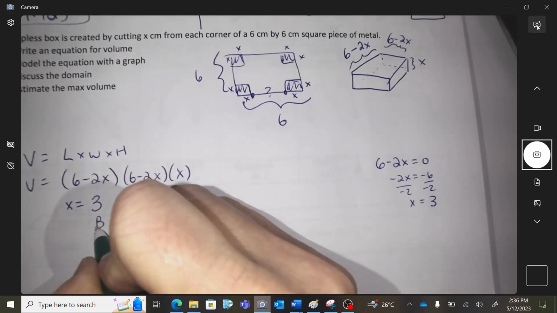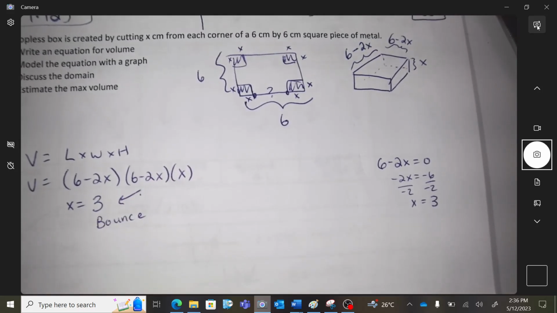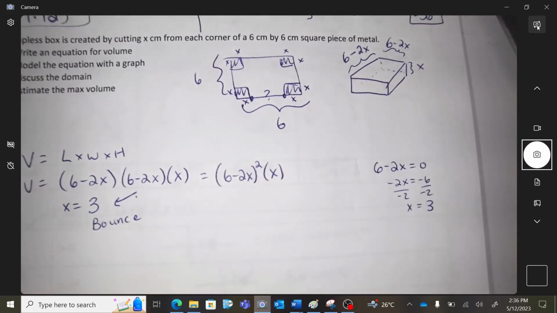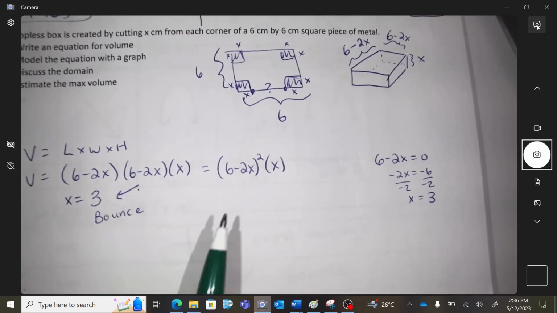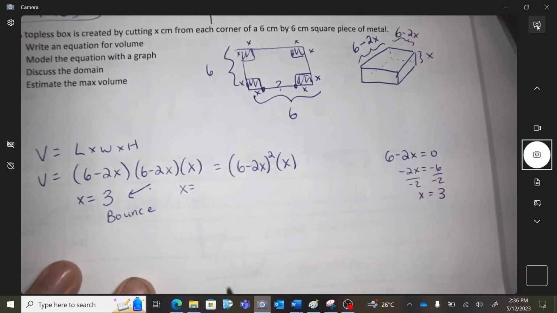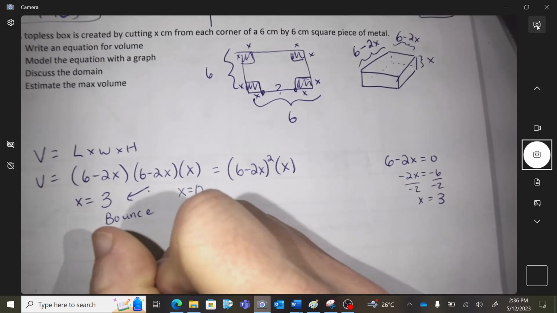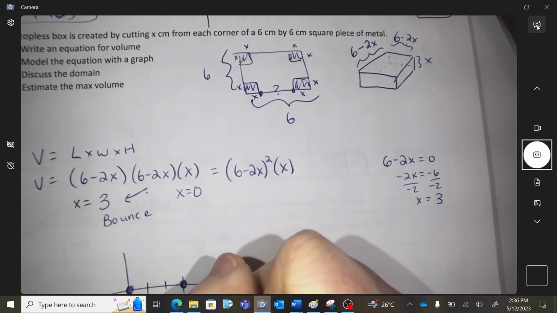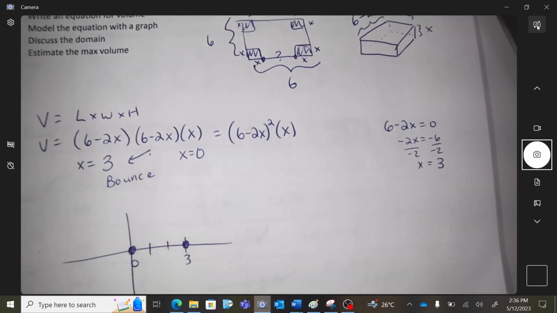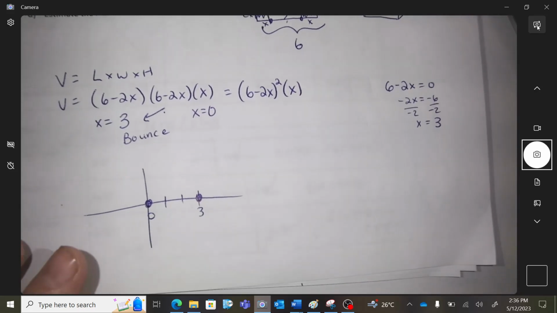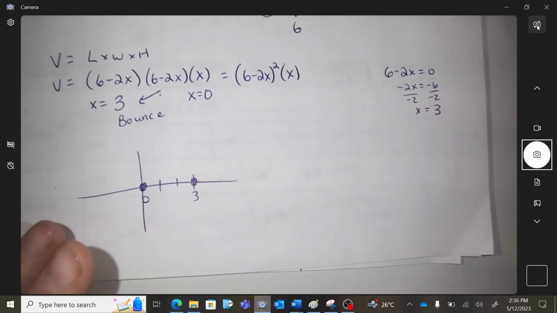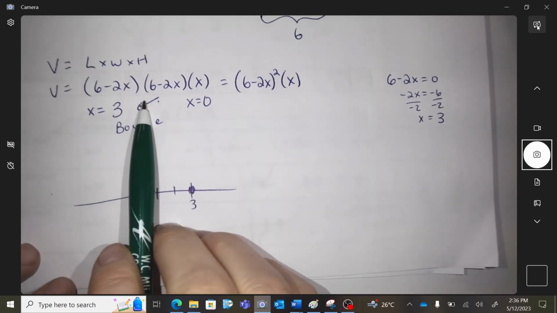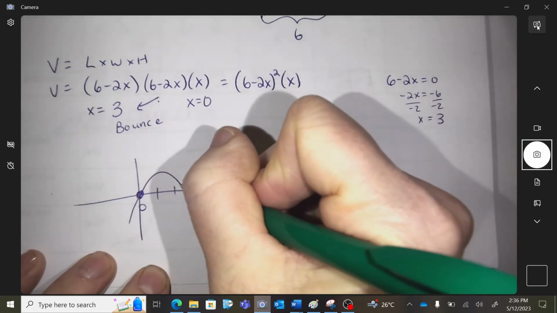A bounce. There's going to be a bounce there because that was a double, right? Some people choose to write this because it doubled. And what else is the x-intercept here? 0. So 0 and 3 are your x-intercepts. What letter am I going to do if it's a volume? Cubic. Volumes, cubic. We have 3 x's, it's an n with a bounce.